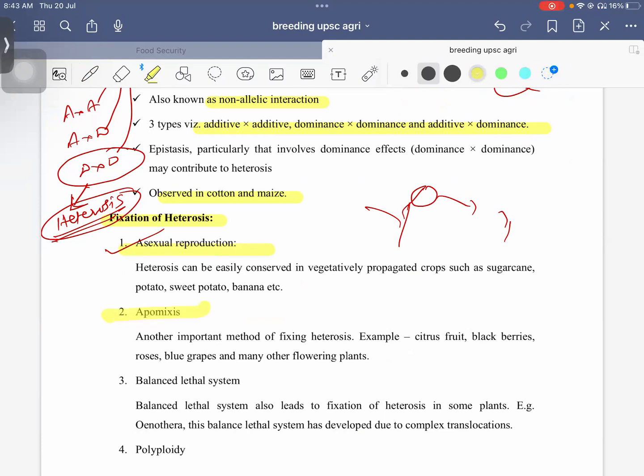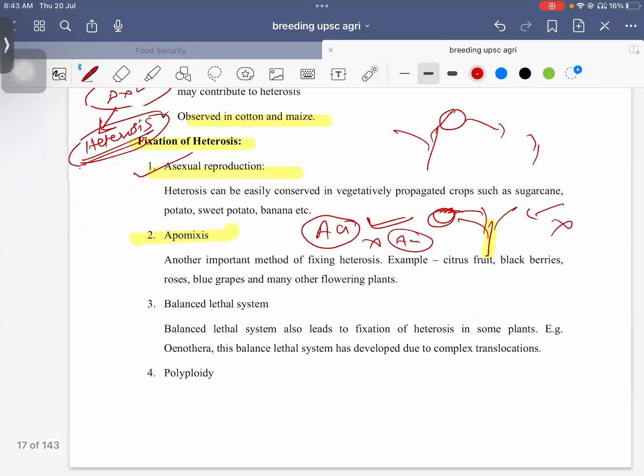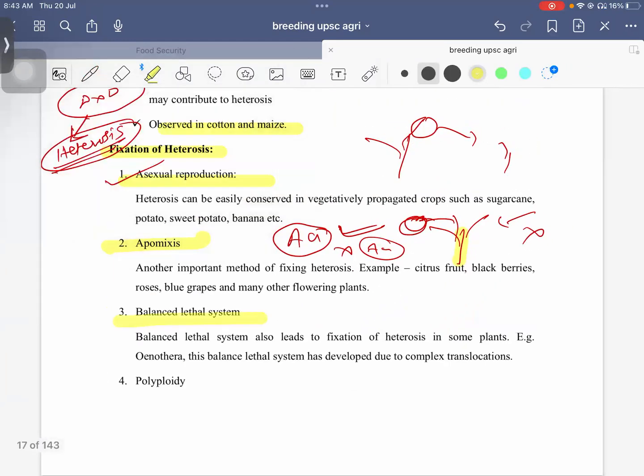Second is by apomixis. I think you know what apomixis is: production of seed without fertilization. Some female plant will be there, there will not be any fertilization, still the seeds will be formed. So the heterosis, for example if the plant is Aa, still it will be conserved because we are not crossing, right? Okay. Next is balanced lethal system.